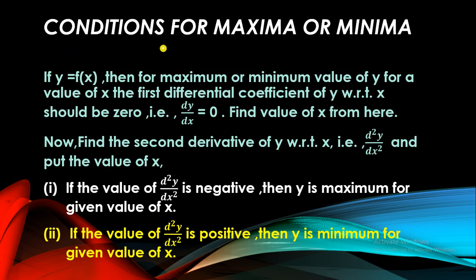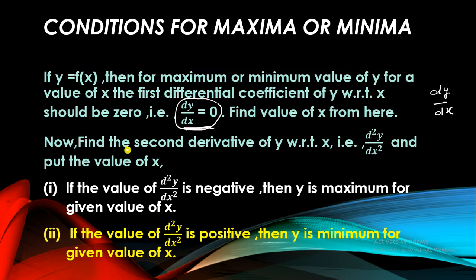Next topic, conditions for maxima or minima. If y is equal to a function of x, then we find the maximum or minimum value of y for a value of x. It means for which value of x the y becomes maximum or minimum. First, the first differential coefficient of y with respect to x should be 0. It means dy by dx is equal to 0. Find the value of x from here. Using this relation, we calculate the value of x.